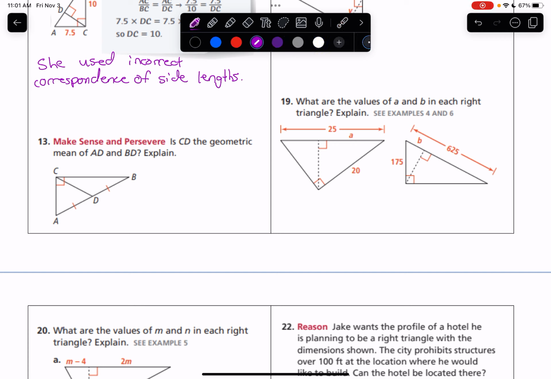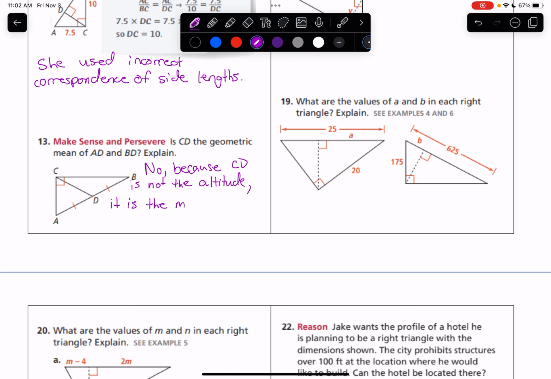So we can say no because, and we can explain this a few different ways. We can say CD is not the altitude, it is the median. All right.